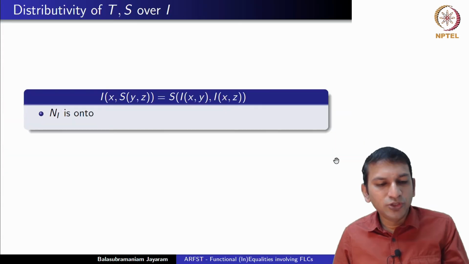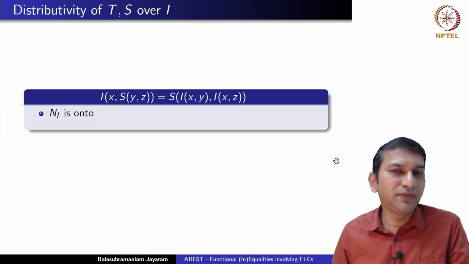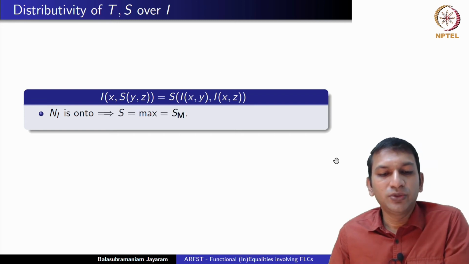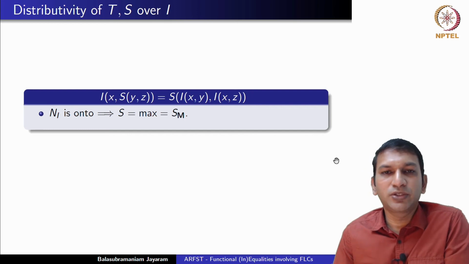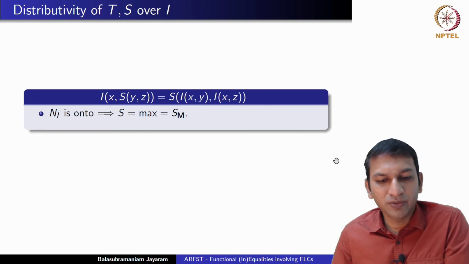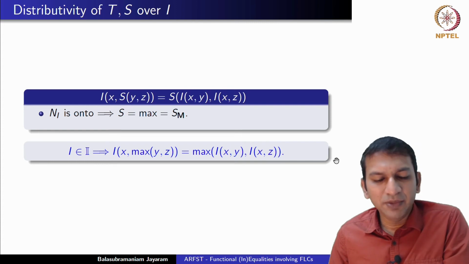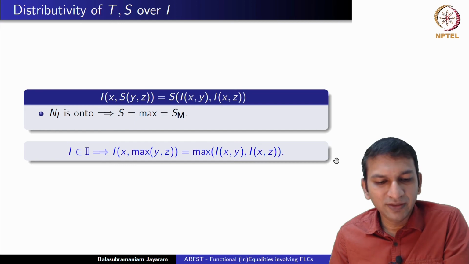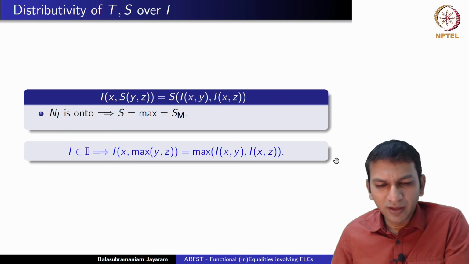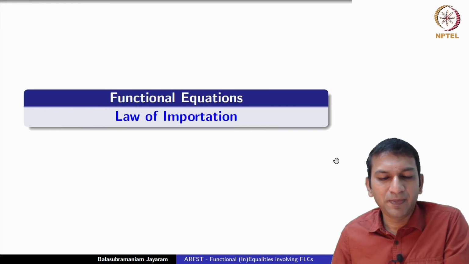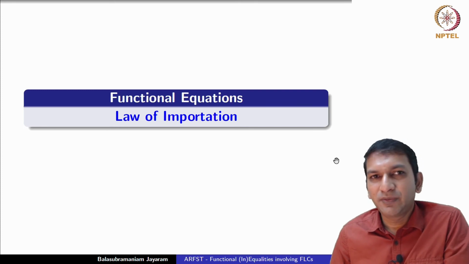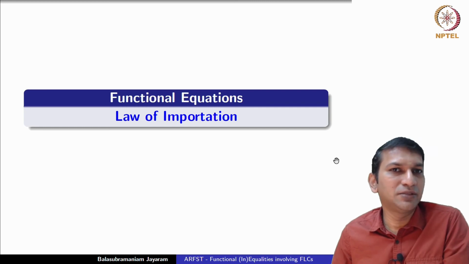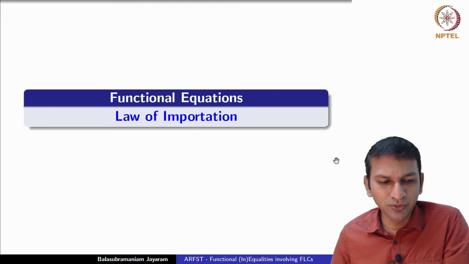So by just assuming that the implication that we are considering is such that its natural negation is an onto negation, we can show that this S essentially boils down to being only max. In fact, it can be shown once again that any implication satisfies this equality when S is max. So this is about the distributivity equation. Now what is the other equation that we had colored in blue? It is called the law of importation. We have referred to it like this many times in the earlier lectures too.